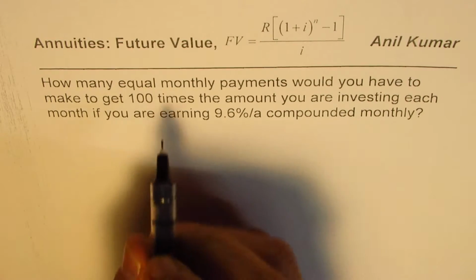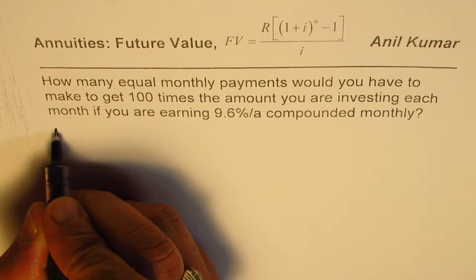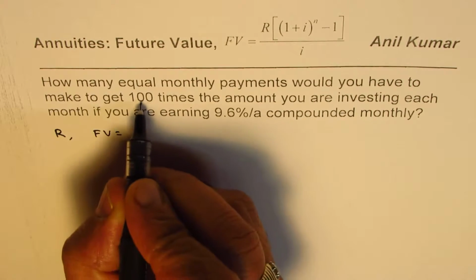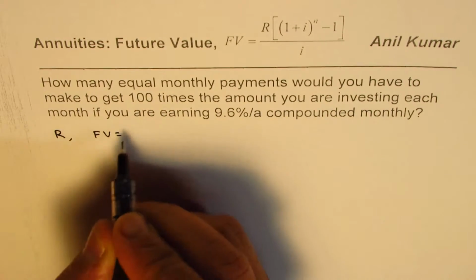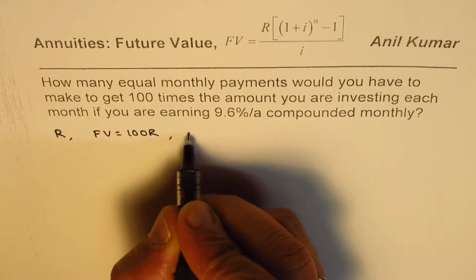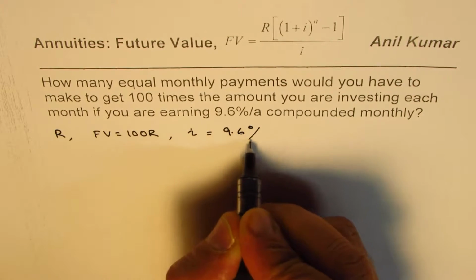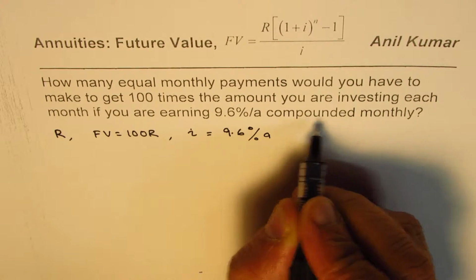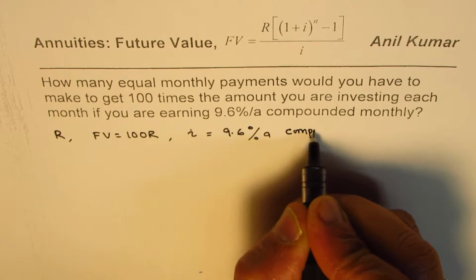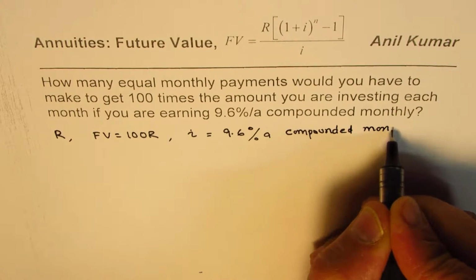So what we are given here is, we are making regular payments R. So R is a regular payment. And the future value we want is 100 times the amount you are investing. That means 100R. And we are given interest I as 9.6% per annum. And this is compounded monthly, right?